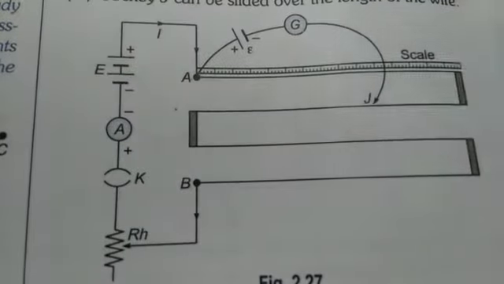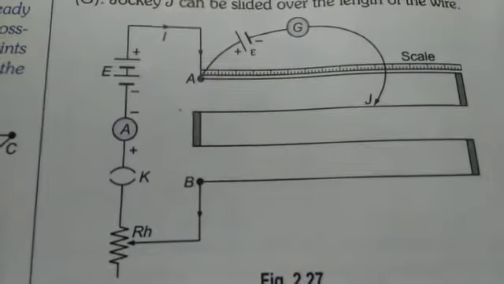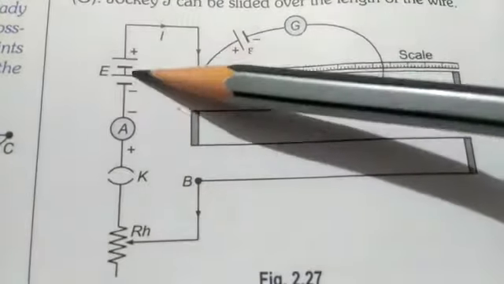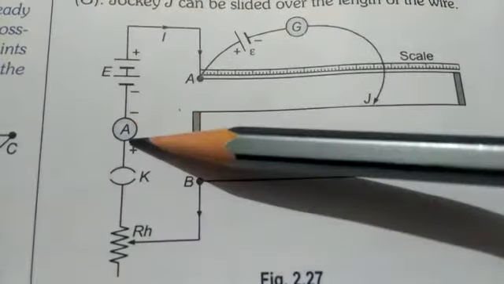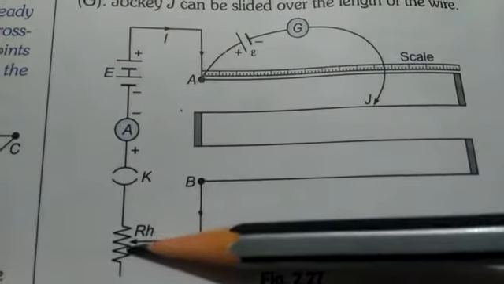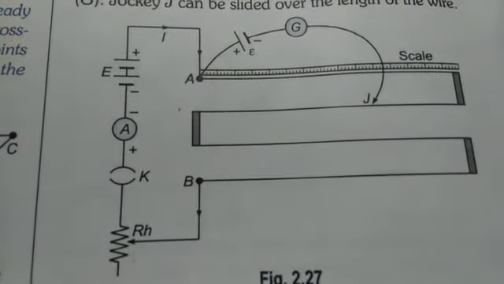Then between these 2 points, that means between the 2 ends of the wires, one EMF source, one ammeter to measure the current, one key and rheostat is connected, okay. This is the construction of potentiometer.